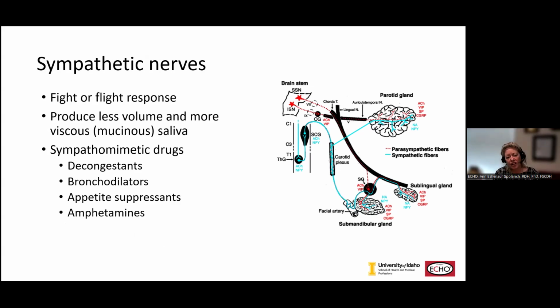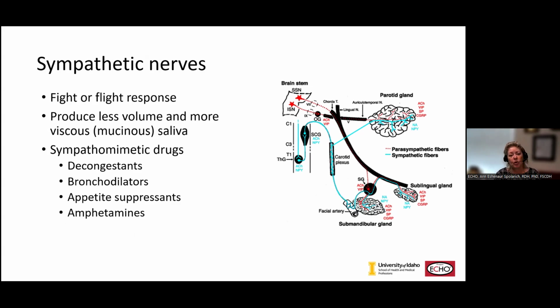With the sympathetic nervous system, we said it is really responsible for that more mucinous or sticky kind of saliva that's more viscous. And so drugs that act like the sympathetic nervous system would be things like decongestants, bronchodilators, appetite suppressants, and amphetamines. And we typically in this country are prescribing amphetamines for ADHD. But remember too, people use illicit stimulants as well.